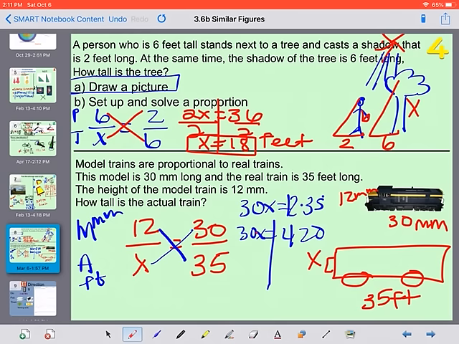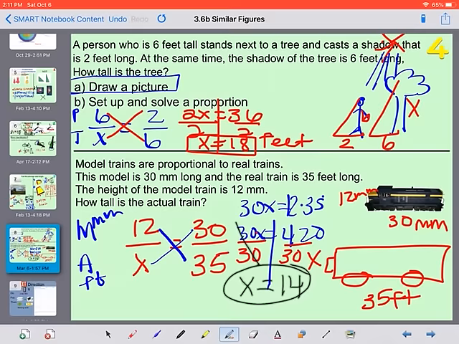And then the opposite of multiply is divide. So I'm going to divide by 30. So we get x equal to 420 divided by 30, which is 14. And our denominator, or units, are in feet. So the height of the train is 14 feet.